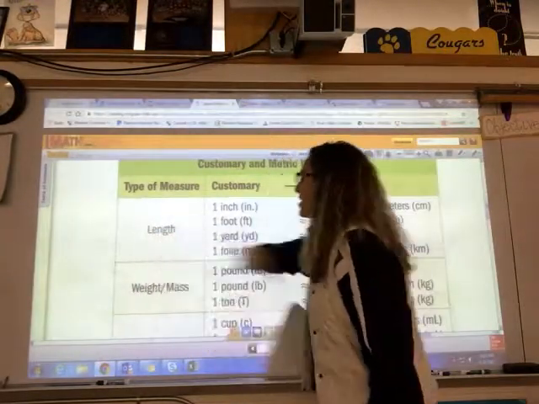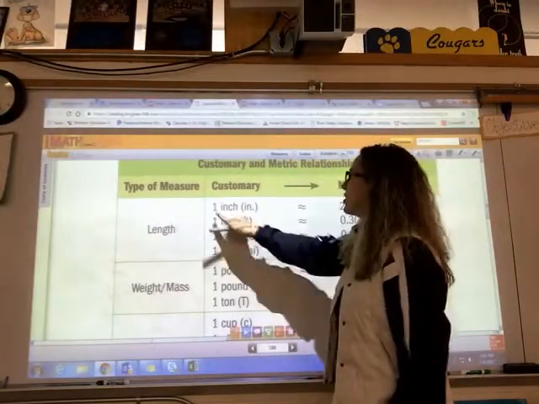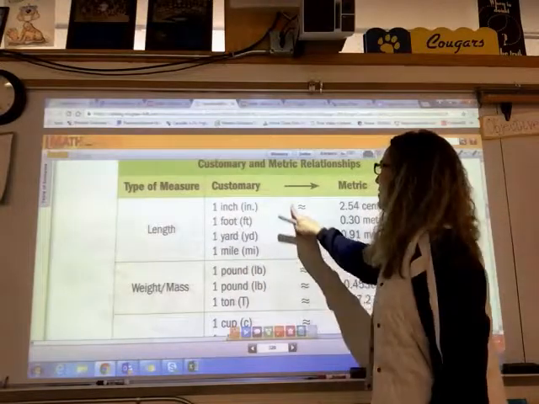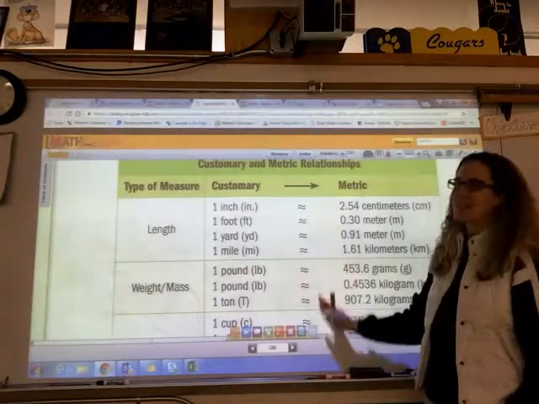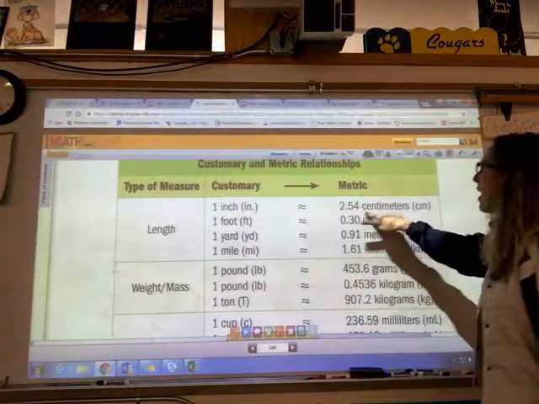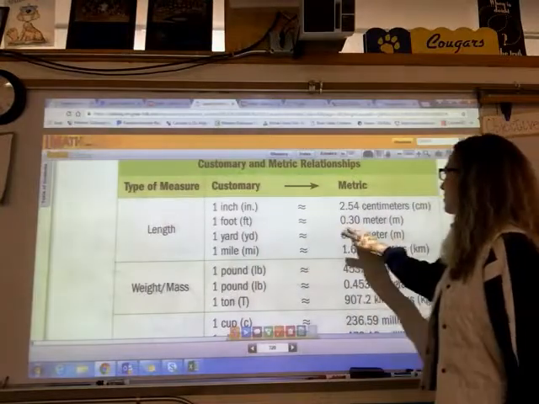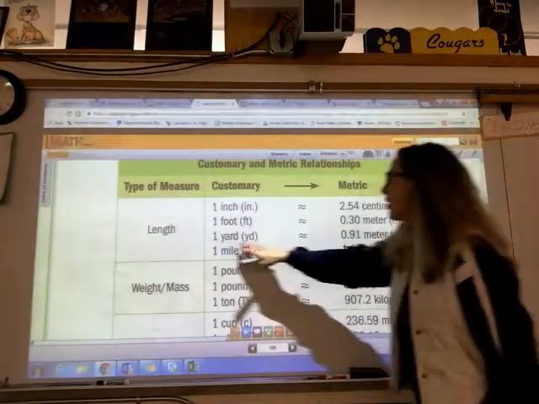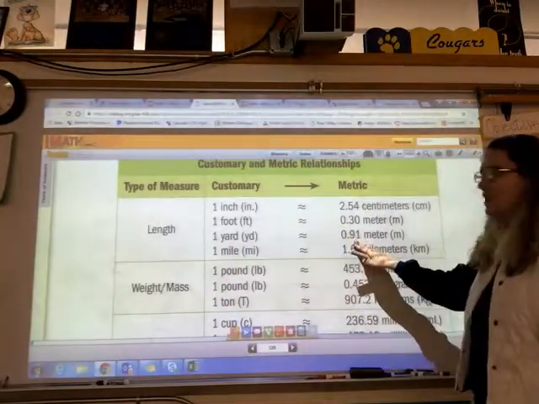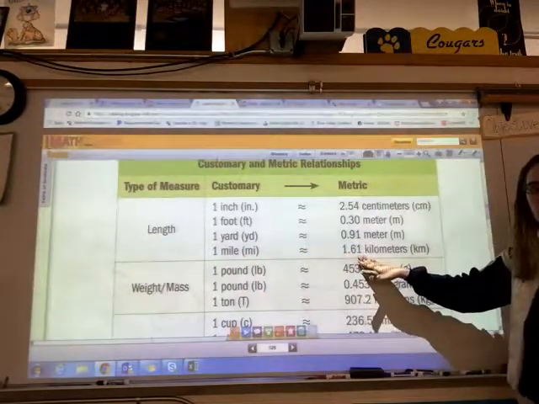For example, if I'm measuring length on this chart, if I have 1 inch, that's going to be approximately, when you see the wavy lines, that's approximate. Okay, so approximately 1 inch is about 2.54 centimeters. Okay, 1 foot is about 3/10 of a meter. 1 yard is about 91/100 of a meter. 1 mile is about 1 61/100 kilometers.